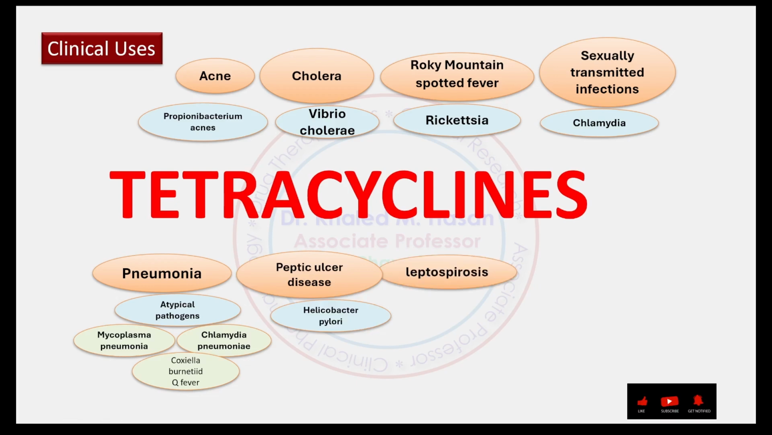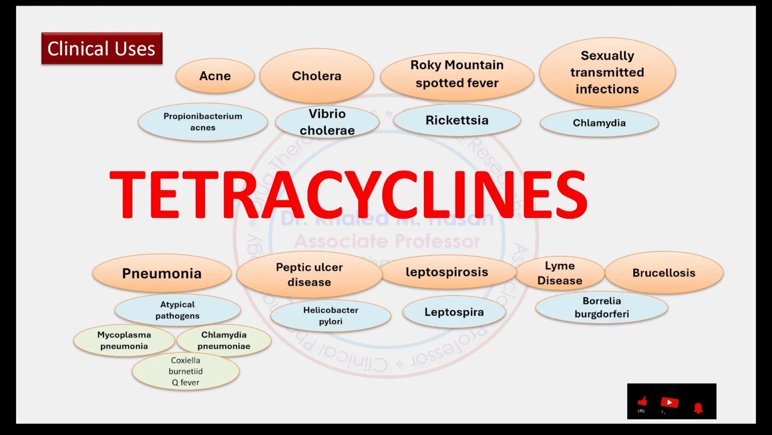Tetracycline could be used for leptospirosis, brucellosis, and Lyme disease. So all these are considered clinical uses of tetracycline: acne, cholera, Rocky Mountain spotted fever, sexually transmitted infection, pneumonia, peptic ulcer, leptospirosis, Lyme disease. Therefore, we consider tetracycline a broad spectrum antibiotic.